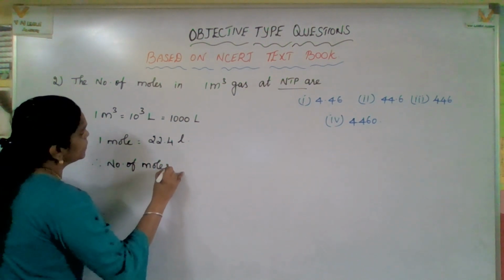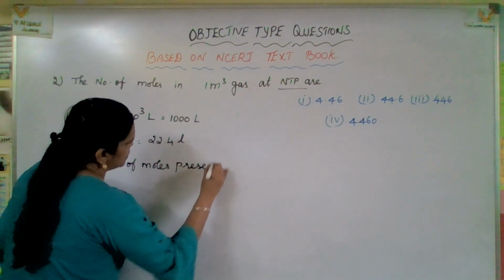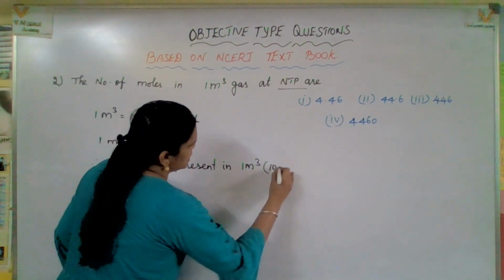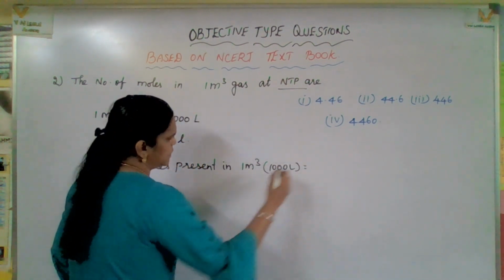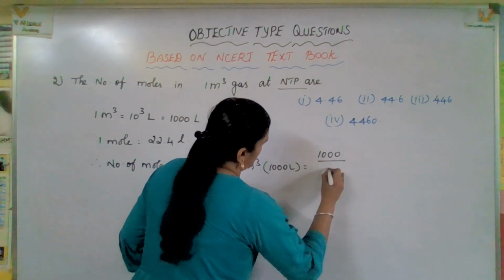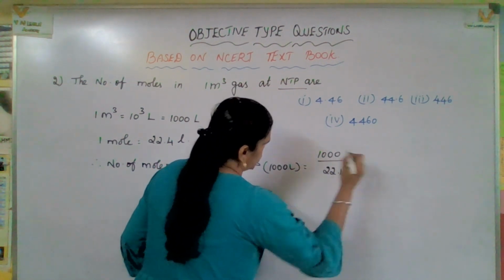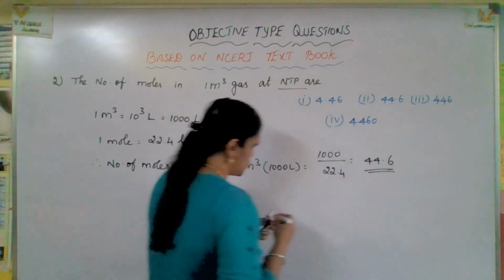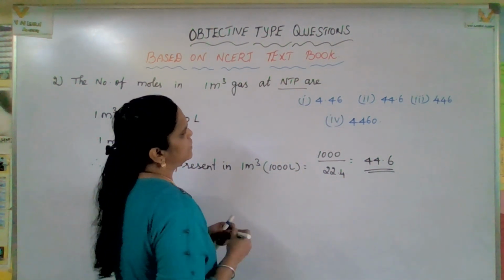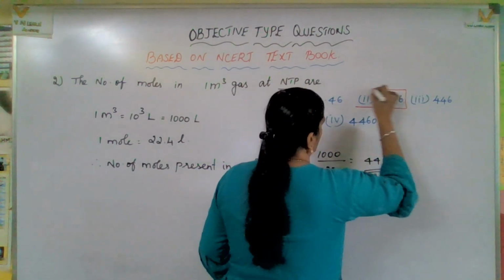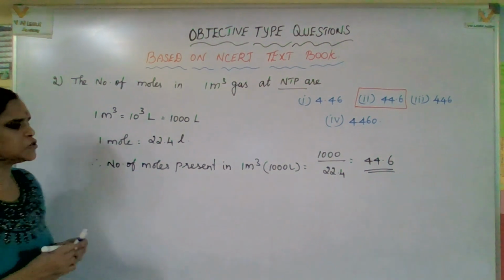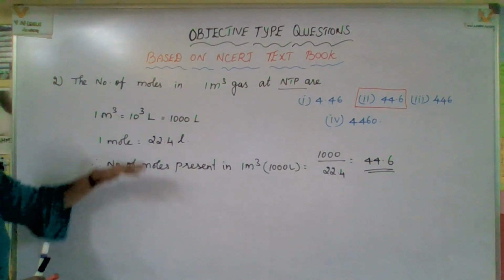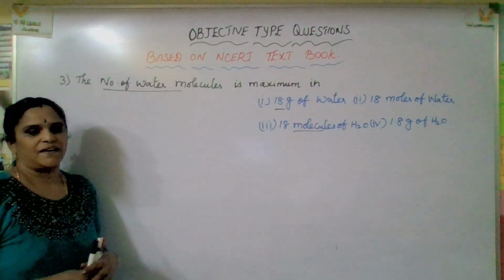Therefore, the number of moles present in 1 m cube, that is 1000 liter, equals 1000 divided by 22.4. So you will get the answer 44.6. So which option have they provided? The option number 2. Hope you got a clear idea how to solve. These are all very simple, but you should know the trick to calculate it. That's all. Now let us see another question.